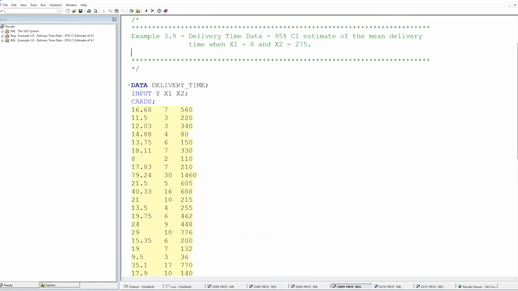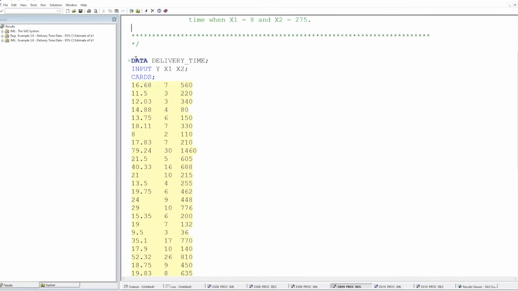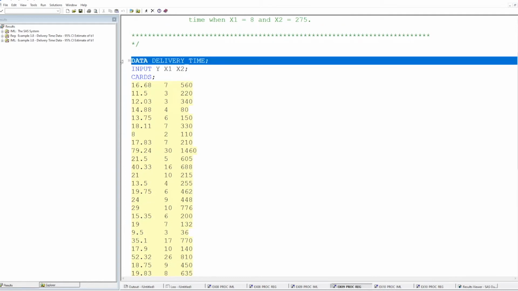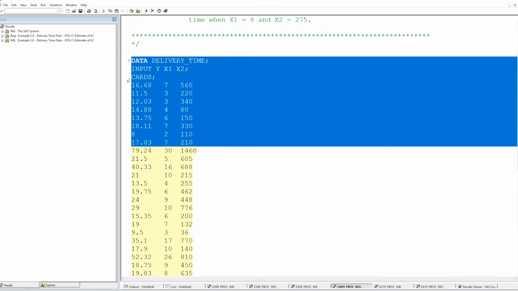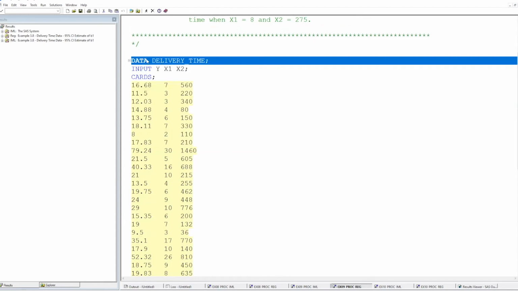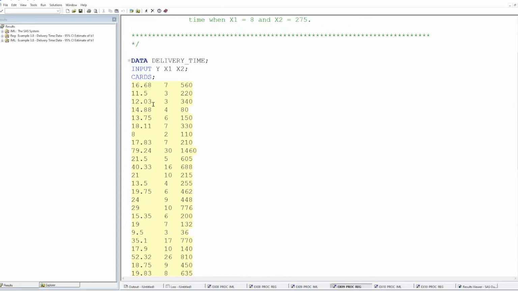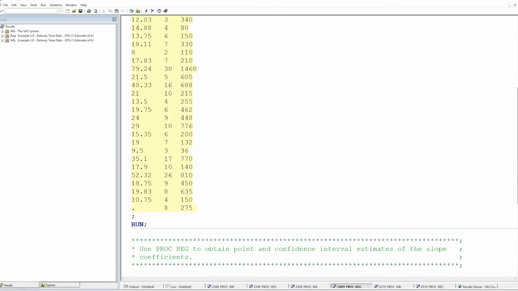Now, in this case, just to make this easier to show, I'm going to enter the data using a data step into a data set called delivery time, where I've got the raw data here, right? So I just pasted it from a spreadsheet.